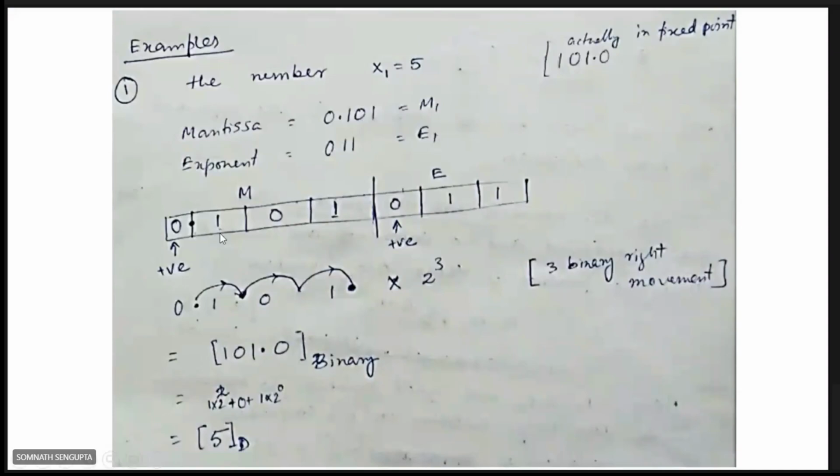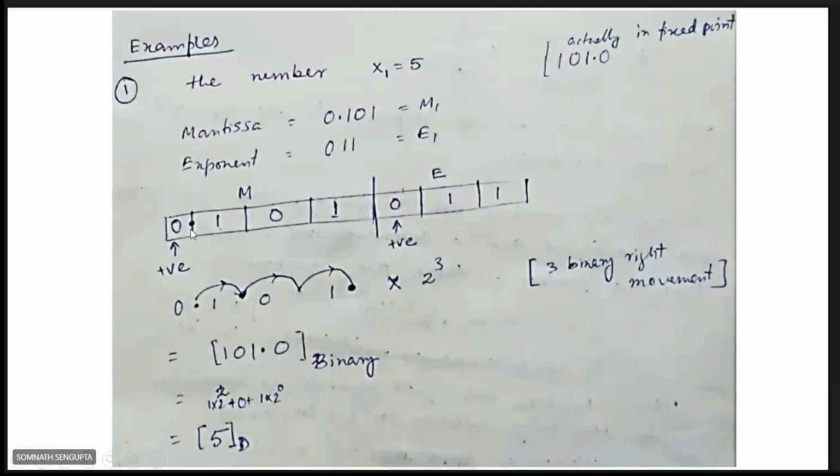Okay. 0.101 is not the correct representation. So you have to shift this binary point 3 places right. So that means in the exponent we have to multiply with 2 to the power 3. So this exponent actually represents the position of the binary point.